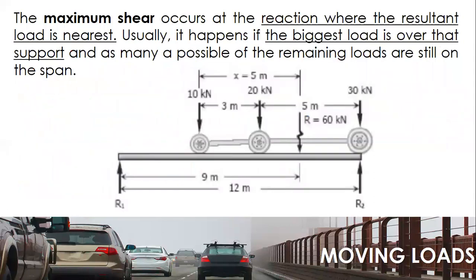For the maximum shear, it occurs at the reaction where the resultant load is nearest. The idea is, the biggest load should be placed over the support. This is one setup. The other setup is where the 10 is over the left support. But the distance of the resultant from the left support is 5, whereas here, the distance of the resultant to the right support is 3 only. So this is the correct setup.